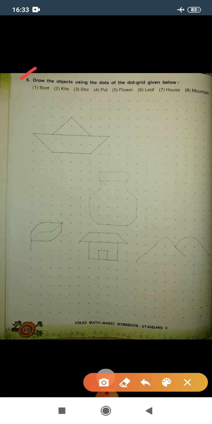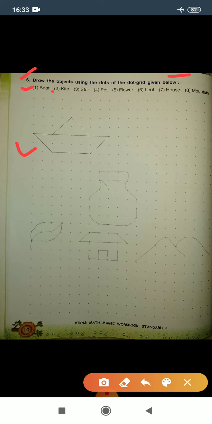Let's see question number 6. This question again we are going to do. You had already done this in your textbook. Let's see, with the help of this dot you need to complete these shapes. Draw the objects using the dots of the dot grid given below. So number 1 is boat. With the help of this dot we need to draw one boat. So you can see here with the help of dots the boat is shown in the figure.